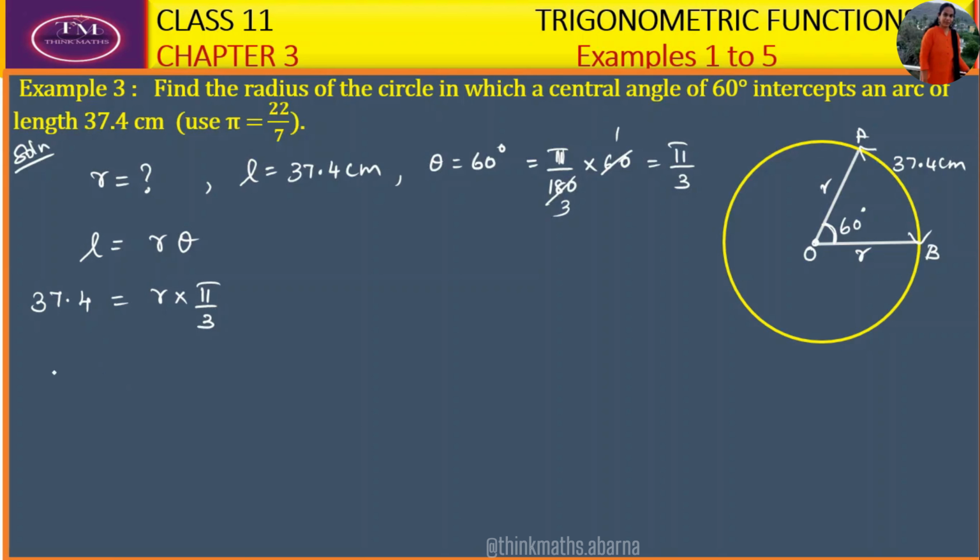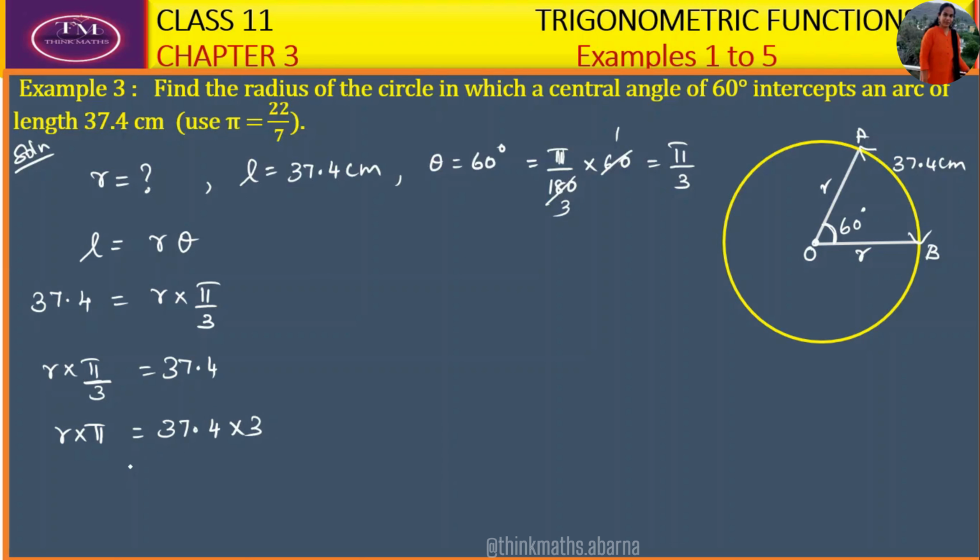So we can write R into pi by 3 is equal to 37.4. I just changed the sign. Now I am going to write R into pi. This 3 is in the denominator, so it will go to the numerator when we change the sign. So 37.4 into 3. Just keep it as such.